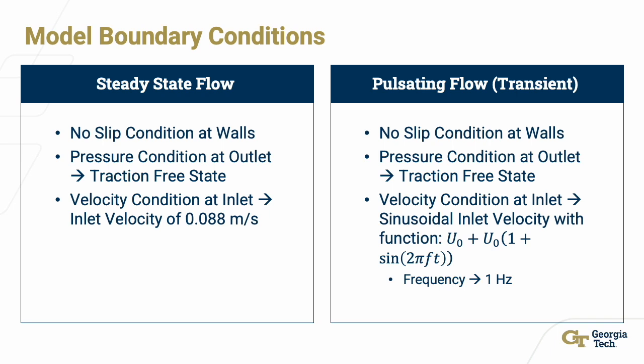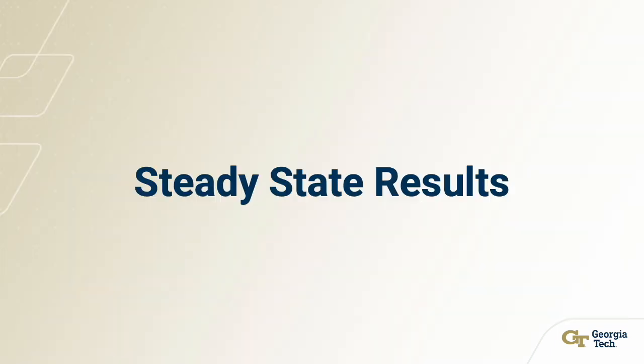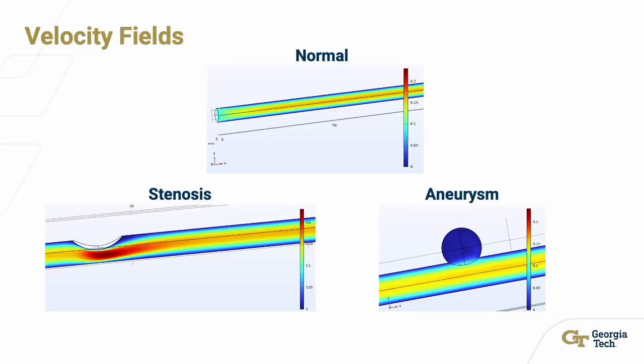And so in both models, the no-slip condition at the walls and the pressure condition to simulate a traction-free state at the outlet will remain constant. The only thing that will change is the velocity condition at the inlet. So in the steady state flow, we'll have a constant inlet velocity, whereas for the transient flow, we'll have a sinusoidal function at the inlet, which will simulate a pulsating flow to mimic true blood flow behavior. So now we'll get into the steady state results.